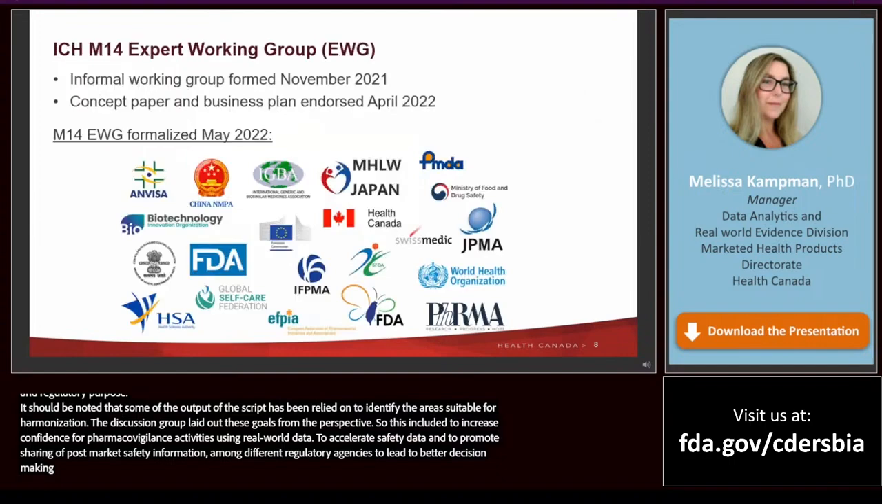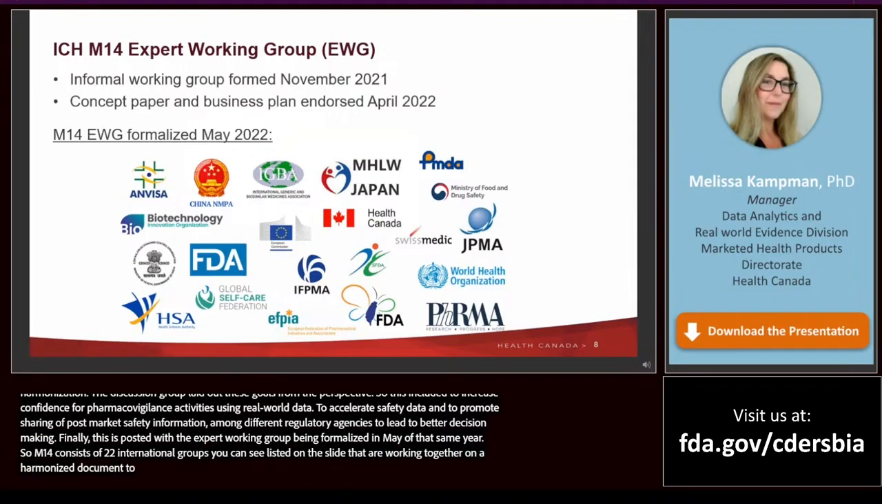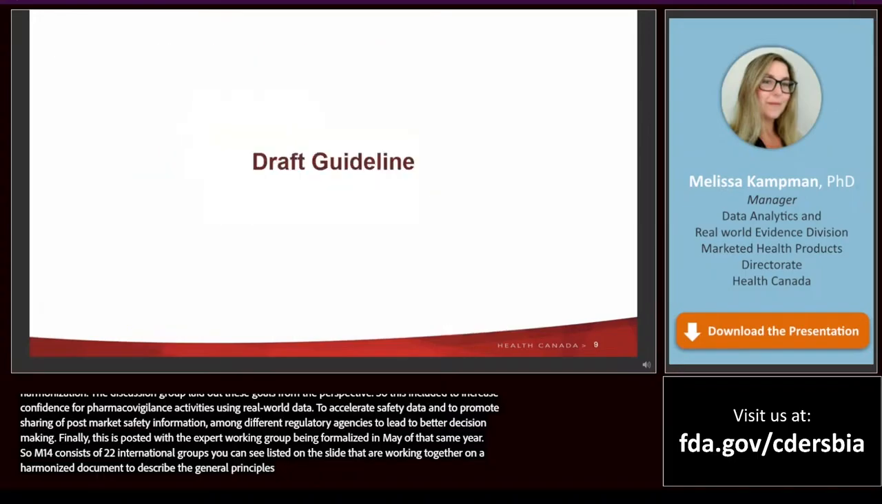Finally, ICH M14 was formed in April 2022, with the expert working group being formalized in May of that same year. So M14 consists of 22 international groups, so you can see them listed here on the slide, that are working together on a harmonized document to describe the general principles on the plan, design, and analysis of pharmacoepidemiological studies for safety assessment of drugs, biologics, and vaccines.